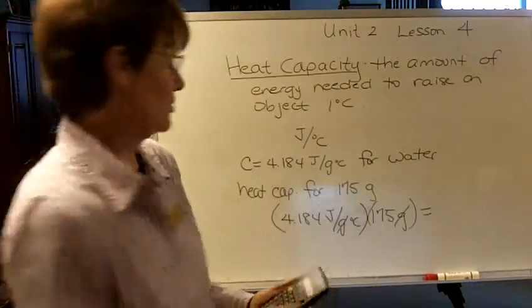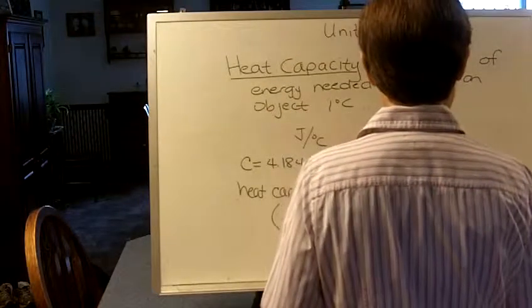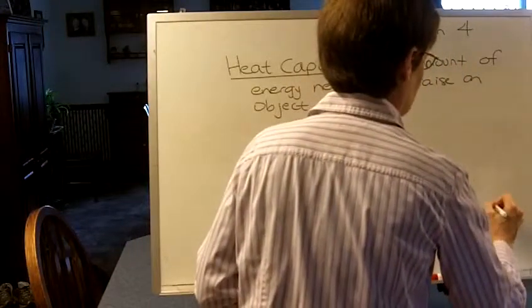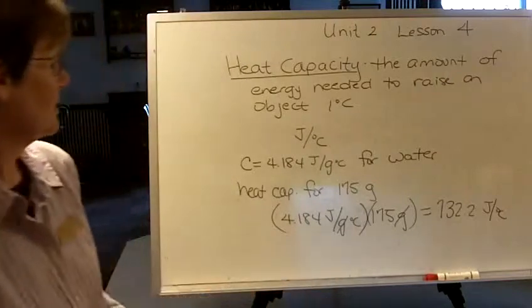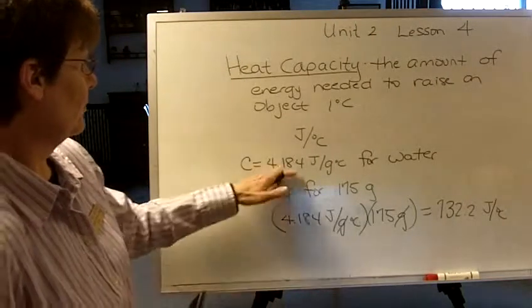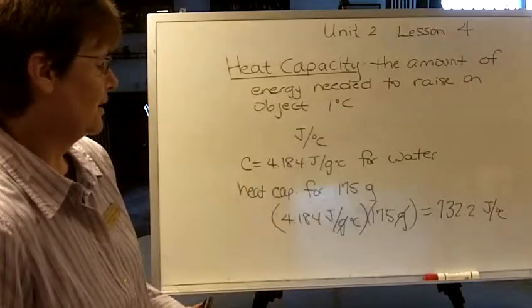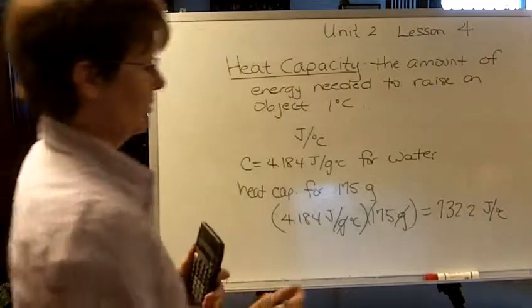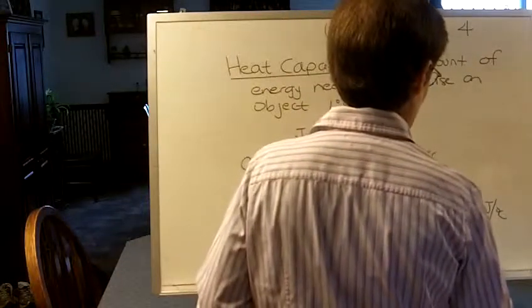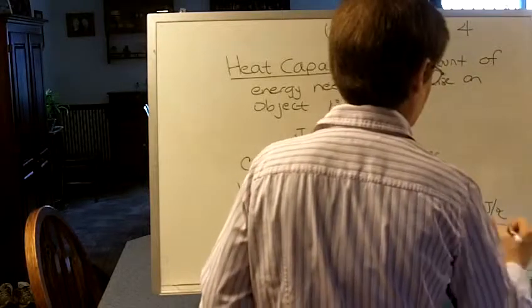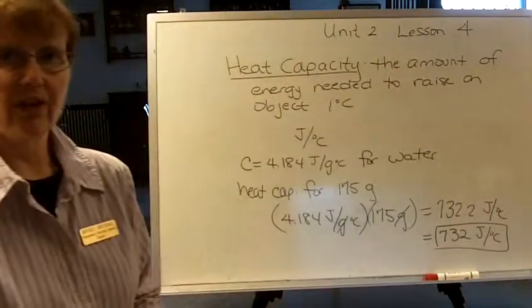Alright, so 732.2. So this will be joules per degree C. And let's look at significant figures here. I am given 4 here and 3 here, so I can only keep 3 in my answer. So that means that I'm going to do 732 joules per degree C. And we'll call that the final answer.